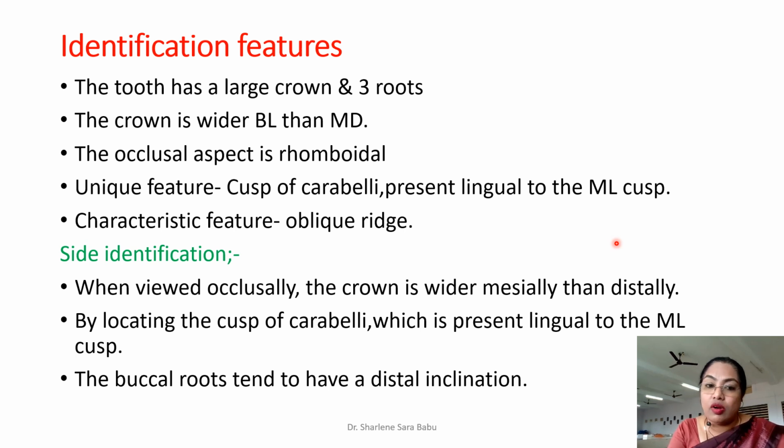And once you identify the particular tooth as maxillary first molar, you have to identify whether it is a right or left. So, how to do the side identification? When viewed occlusally, the crown is wider mesially than distally. By locating the cusp of Carabelli, which is present lingual to the mesiolingual cusp, then the buccal root may tend to have a distal inclination.